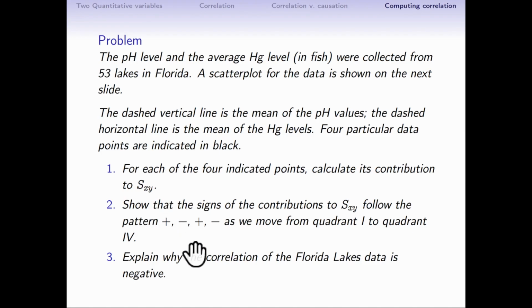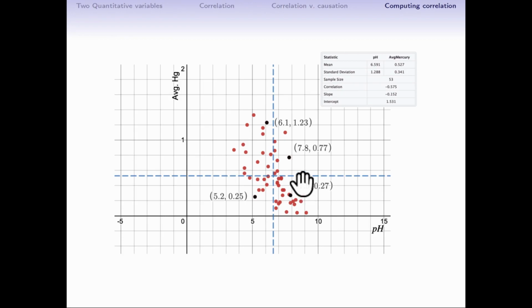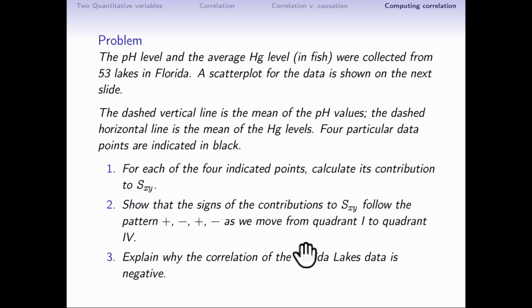And here's what I want us to observe. I want us to show that the signs of the contributions to S sub xy follow the pattern plus, minus, plus, minus as we move from quadrant 1 to quadrant 2 to quadrant 3 to quadrant 4. So as we work our way through the quadrants and look at those particular points that I've selected, we should see a positive contribution to S sub xy, then a negative contribution, then a positive contribution, and then a negative contribution. Okay? We're going to want to observe that, and then we're going to see if we can explain that.